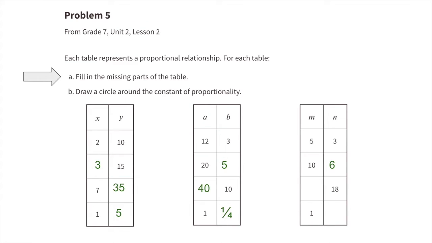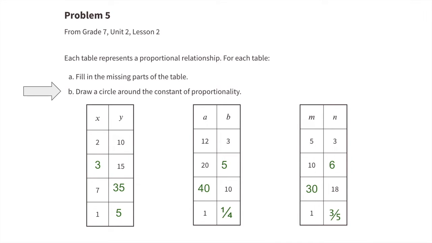On the right-hand table, 5m equals 3n. Since 10 is twice the value of 5, we need to figure out what's twice the value of 3, and twice the value of 3 is 6. 5 times 6 is 30, and 3 times 6 is 18. And 5 divided by 5 is 1, and 3 divided by 5 is 3/5.